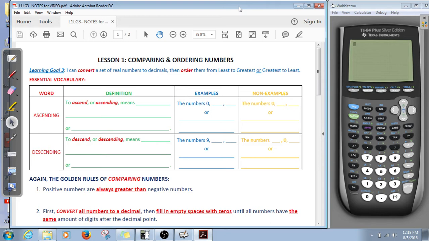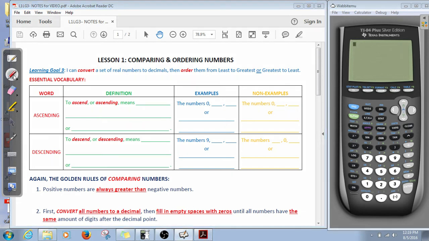Congratulations getting to the final video for the first lesson. We've been focusing on how to compare and order numbers, and the last learning goal means that we can convert a set of real numbers to decimals, then order them from least to greatest or greatest to least. So we're almost done with the first chunk of 8th grade math, so congratulations on getting this far. And we're going to continue to be successful throughout the year.